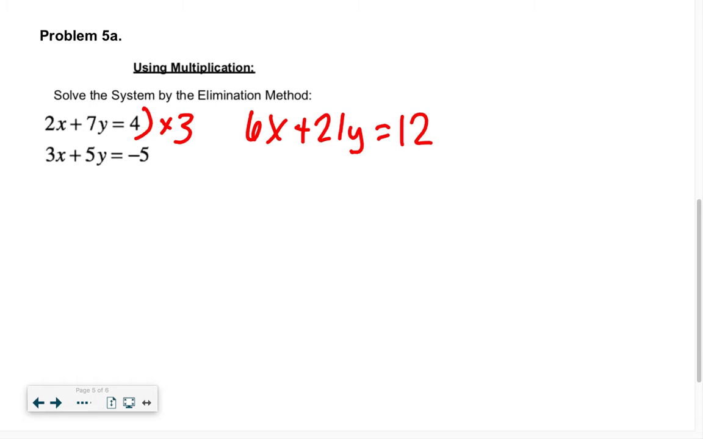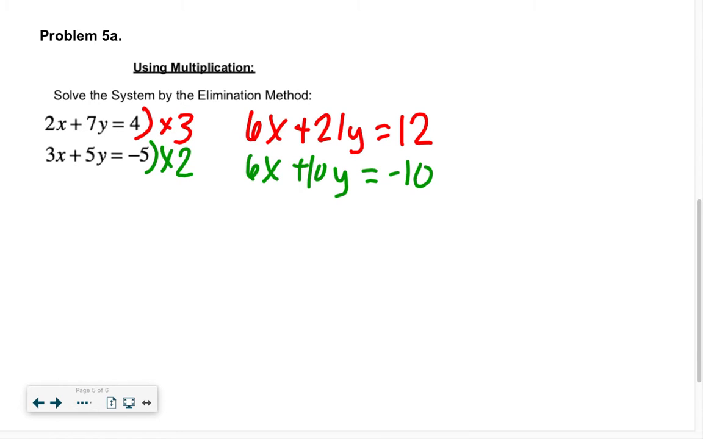Okay? I'm trying to get my x's to cancel, so what do I need to multiply the bottom one by? Negative 2. To be honest, it doesn't matter. What do you guys want to do, negative 2 or positive 2? Positive 2? Okay. We multiply by positive 2, I get 6x plus 10y equals negative 10.